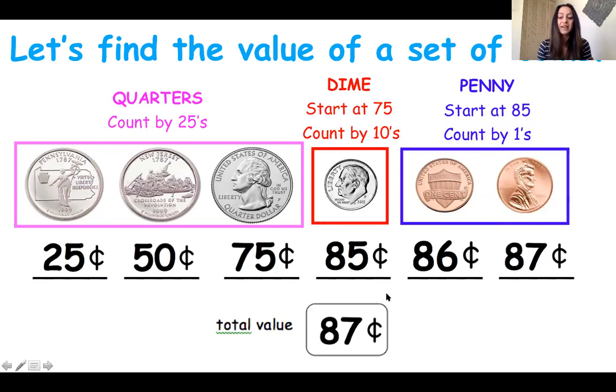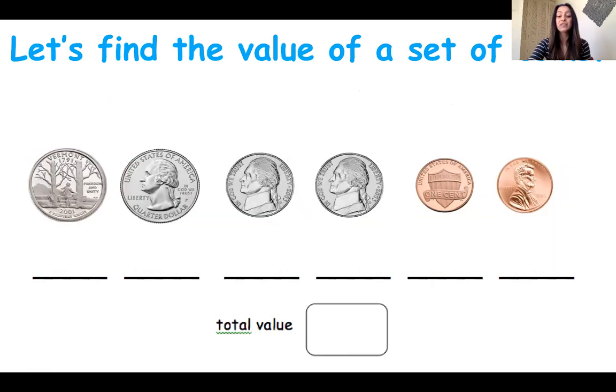Kiss your brain if you got that right. Very nice. All right, try this other one, same thing. Pause the video, use real coins or draw them on a piece of paper and figure out the total value of this set of coins. Be careful, make sure that the quarters and the nickels don't trick you. All right, pause and go.